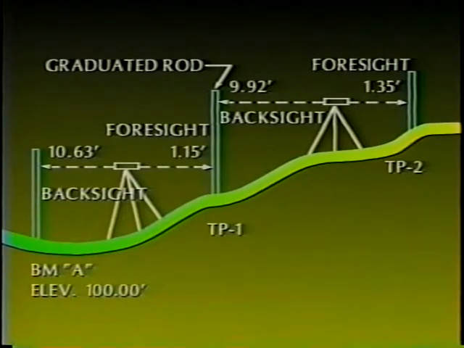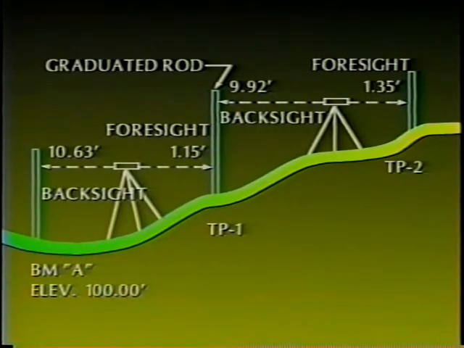The distance from the rod to the new setup point, the backside distance, should equal the distance to the next point ahead where the rod will be placed, that is, the next foresight turning point. After the instrument is set up and leveled, a backside reading is then taken on the rod at the previous turning point. This backside reading is then added to the elevation of the turning point.